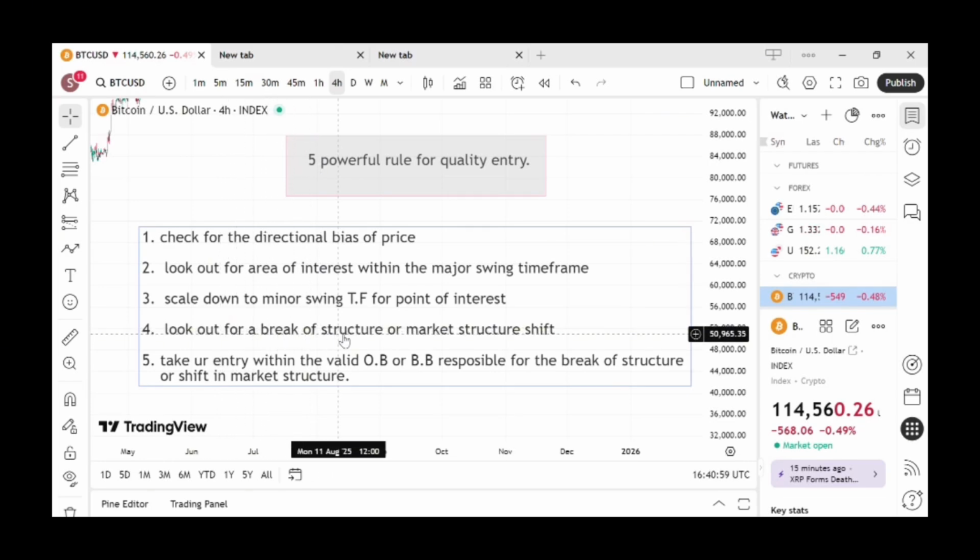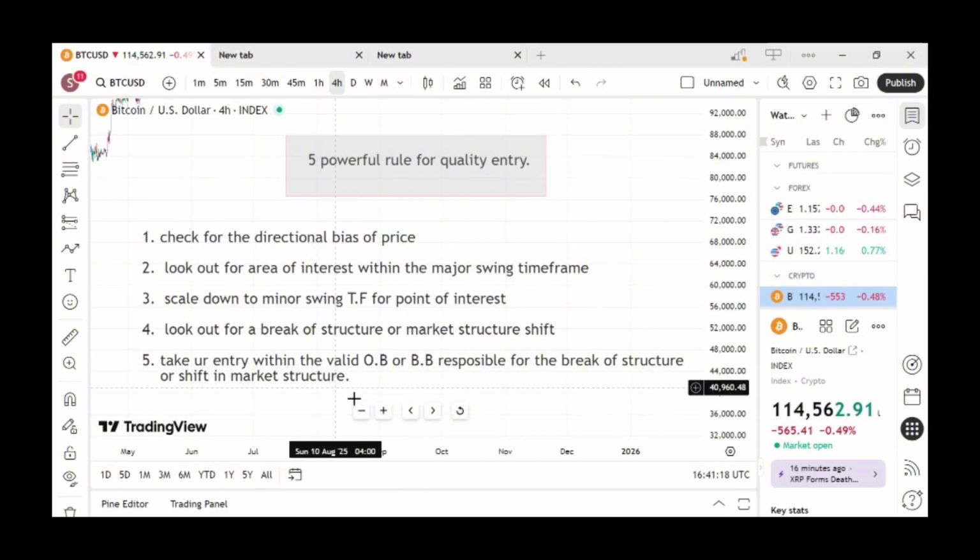break of structure or market structure shifts within that same minor swing time frame, right? So the fifth one is take your entry within the valid order block or breaker block. Remember, valid, responsible for the break of structure or the shift in market structure.